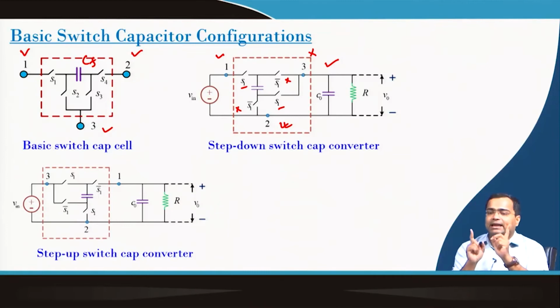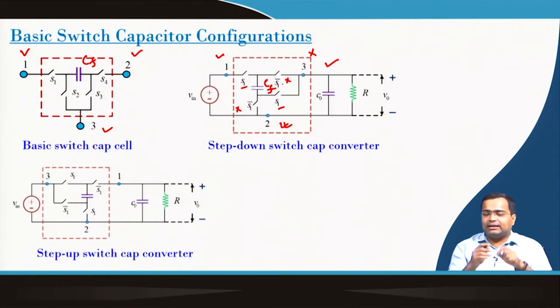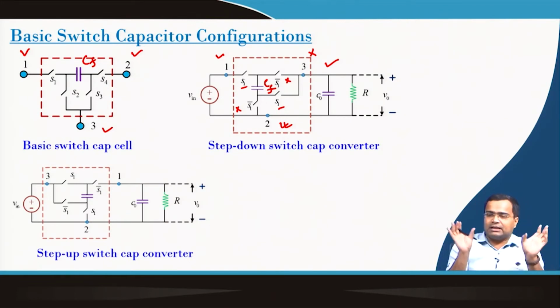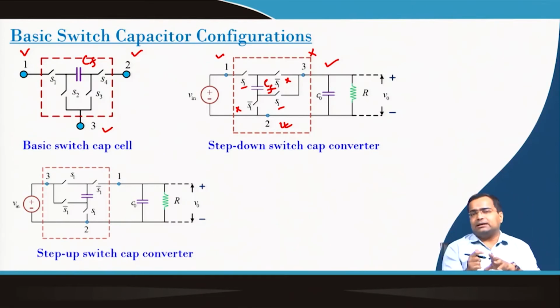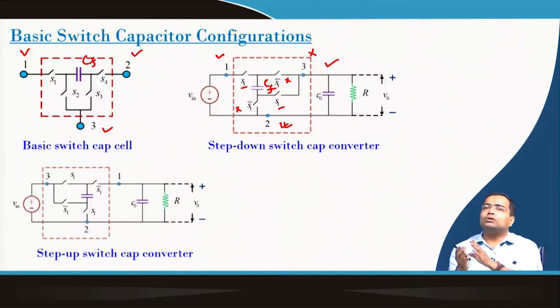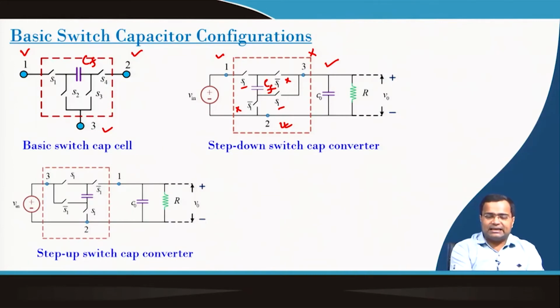So, that means this is my flying cap, and this flying cap can get connected in series with the input voltage and the output capacitor, and it also gets reconnected across the load capacitance. That means, in the second phase, the discharge phase, it is disconnected from the supply and connected across the output capacitance.